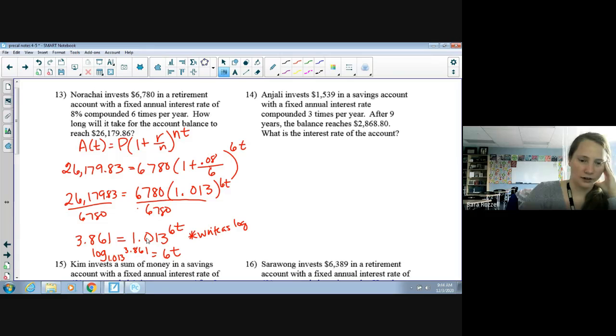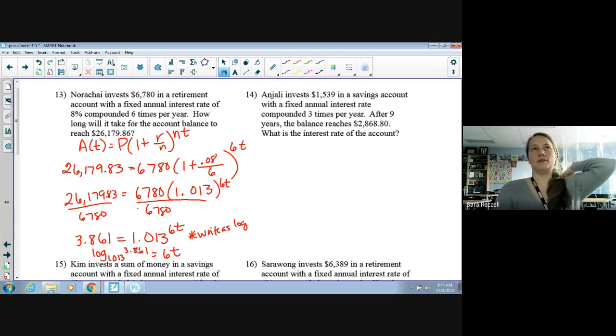So then we just put it in the calculator. Log 3.861 divided by log 1.013. And then I get 104 point something, but I know I'm going to have to do what at the very end to get t by itself? Divide by 6. So I'm just going to go ahead and hit divide by 6 in the calculator, because I ran out of space. So it will take 17.43 years for it to reach that balance.